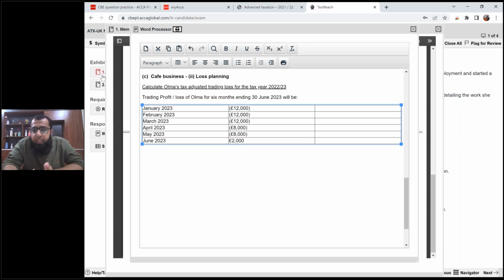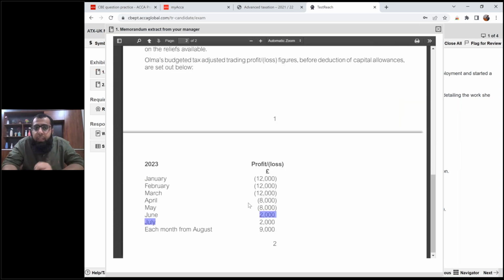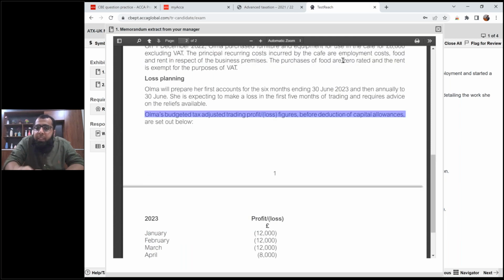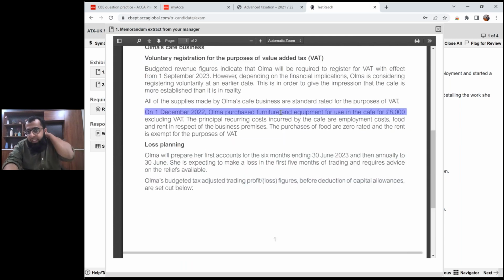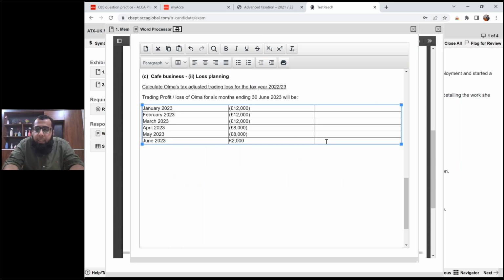Okay, so if you look at it here, I've just picked it up from the question. Here it was written that it is before deduction of capital allowance. So there must be some issue of capital allowance. Here it is written that she has purchased the furniture and equipment for use in the cafe for £8,000. So obviously, this is the only purchase of the business and it will be covered through annual investment allowance AIA. Okay, so you can claim capital allowance. When I press tab at the last cell, it will create a new row. Capital allowance, £8,000.